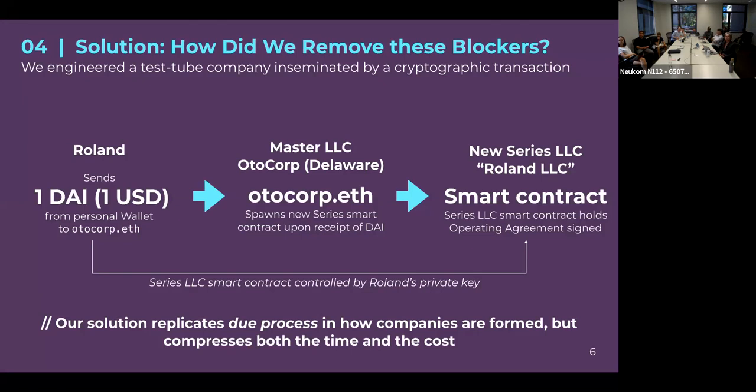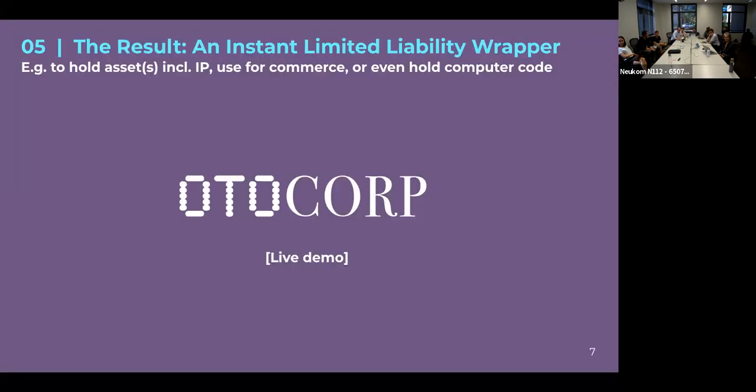Now, we put the price of 1 DAI because, Susan, I think you're going to ask me the question, how are you going to make money? We're probably going to increase that a little bit, but it may be the price of a cup of coffee rather than 1 DAI, but it's still going to be $5 because it's fully automated. There's no human intervention required whatsoever. So the result is basically that you have an instant limited liability wrapper.